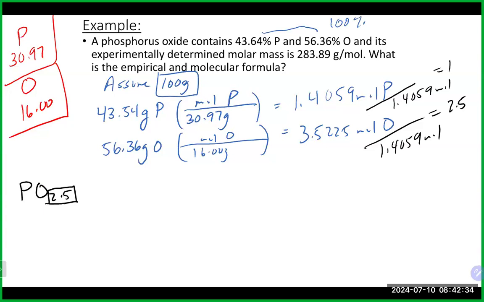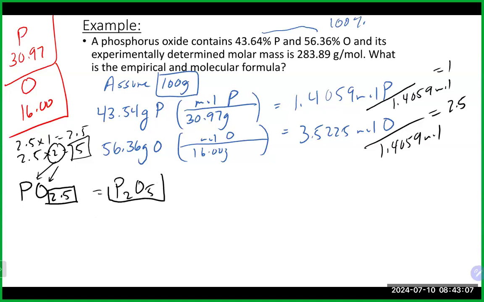As we talked about before, these do need to be whole numbers, and 2.5 is definitely too far to round. So we want to find a common number to fix that with, which you pretty much can figure out by trial and error. Here we end up with a 5 if we multiply by 2. Remember that we're multiplying both of them by 2. We're not making them 5s and multiplying each by 5, which is a common mistake. That will give us P2O5, and that should be our empirical formula in this particular case. Any questions on that one there?